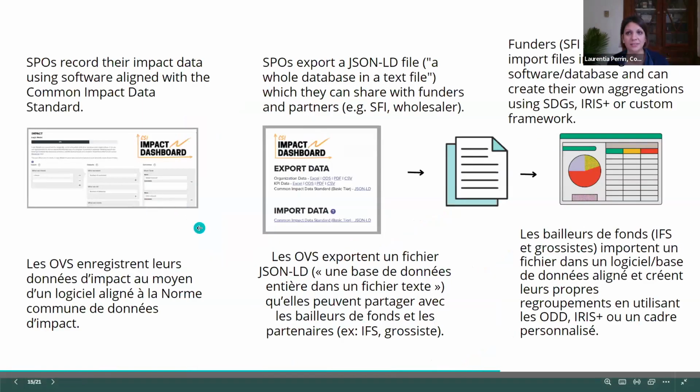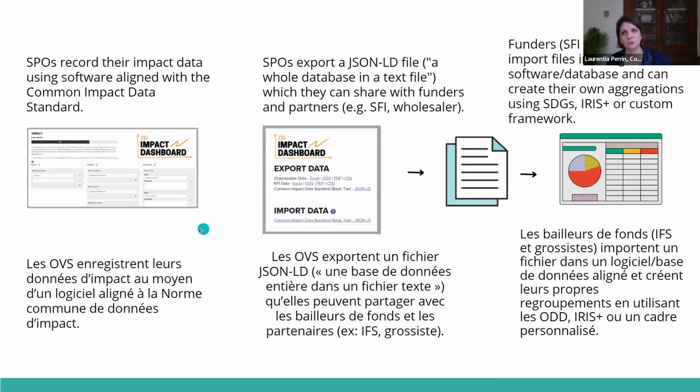How it works in practice is that a social purpose organization, so investees, will record the impact data using a software database that is aligned with the Common Impact Data Standard. Then they will be able to export a file, which we call a JSON-LD file. It's like a whole database in a text file, kind of like a CSV file, but with richer information that keeps the complexity of the data. So we use the JSON-LD file to have the good and relevant big picture of the impact data.